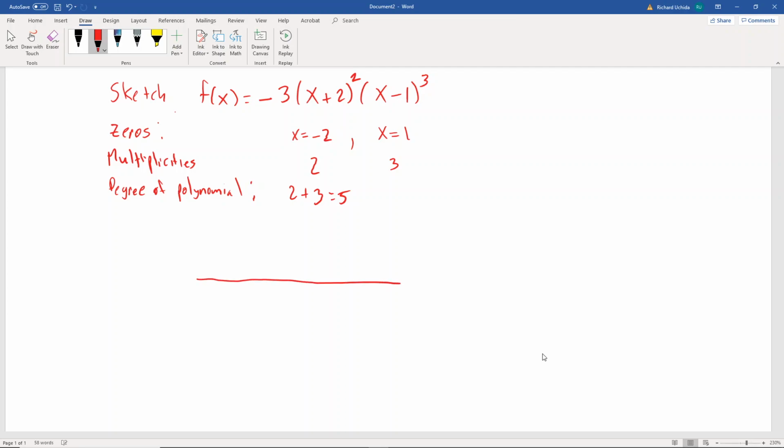What I would do next would be to sketch the graph. So one thing I would do is plot our x-intercepts, -2 and 1. Also, if you wanted to find your y-intercept, remember, you plug in x equals 0. So if we plug in 0 for x, f of 0 would be -3 times 2 squared, so that'll be -12, times (-1) cubed, that'll be -1, so that'll be +12.